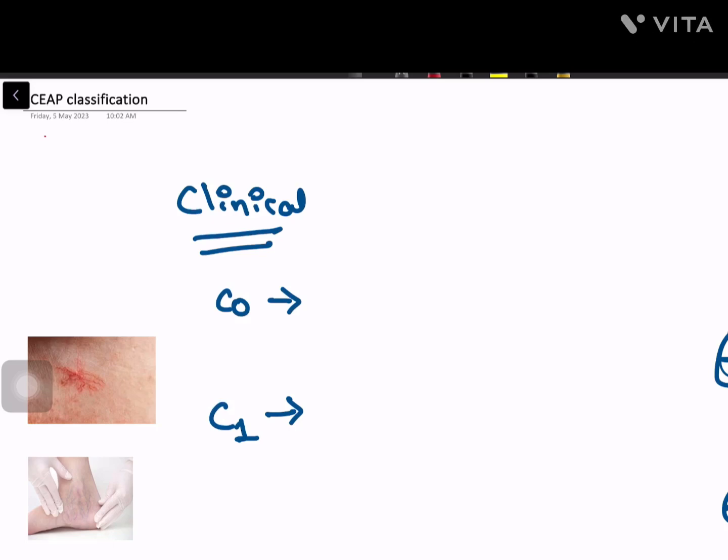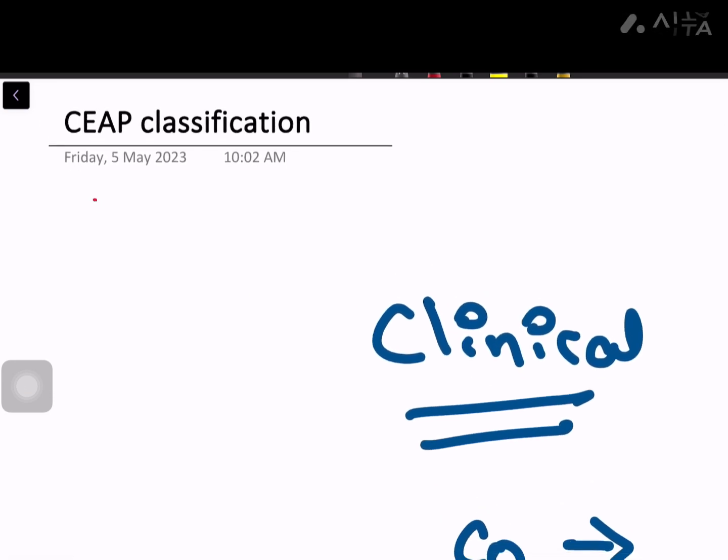Today we are going to discuss a topic: CEAP classification. This is an important topic. If you are in second year, suddenly going to the surgery posting after varicose veins discussion, they will ask you a question. What is the CEAP classification?